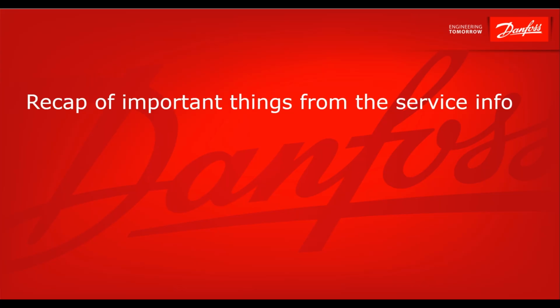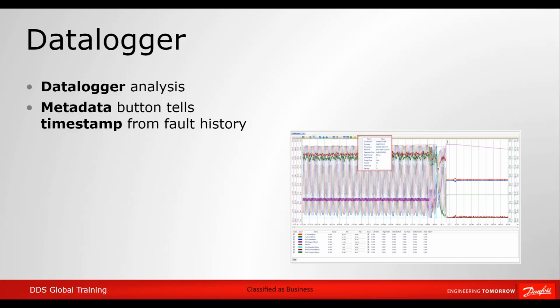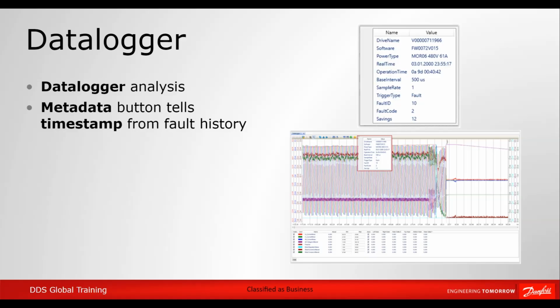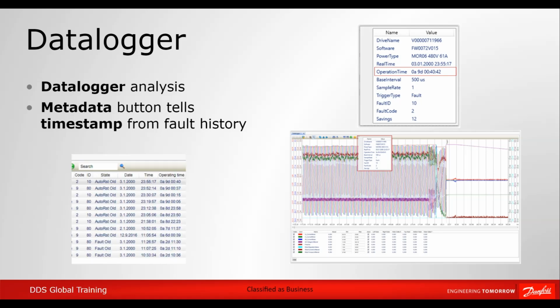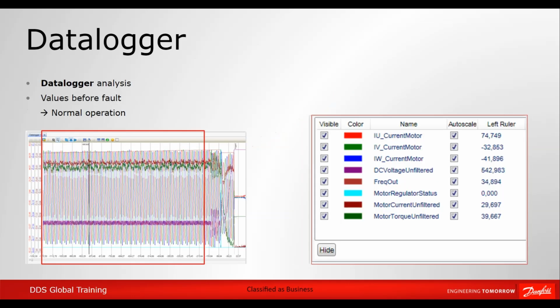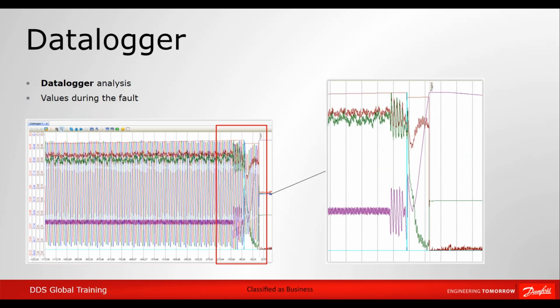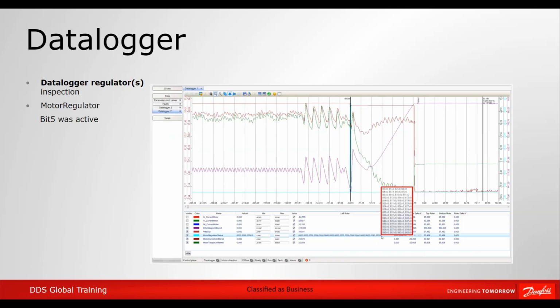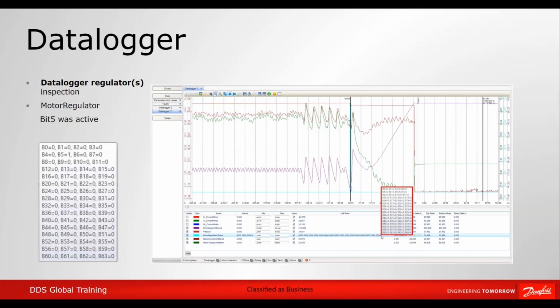Let's look at a recap of important things from the service info in this customer problem. Datalogger analysis: the metadata button tells the timestamp from fault history. Values before the fault are normal operation. Values during the fault: selected signals visible and zoomed closer. Datalogger regulators inspection: motor regulator bit 5 was active.